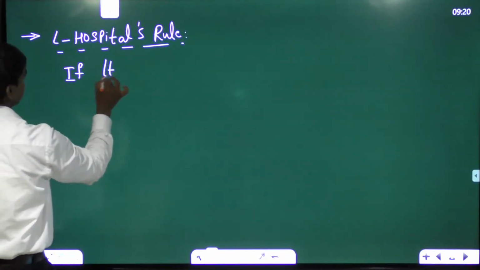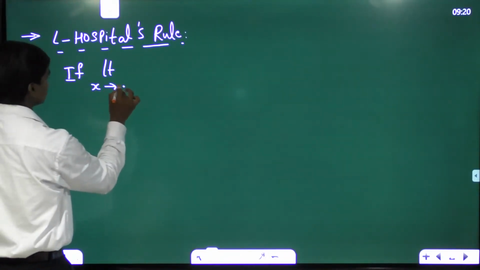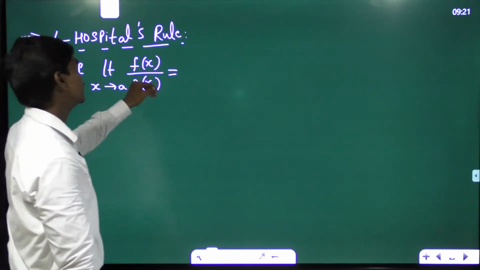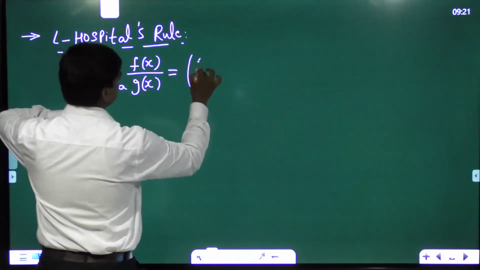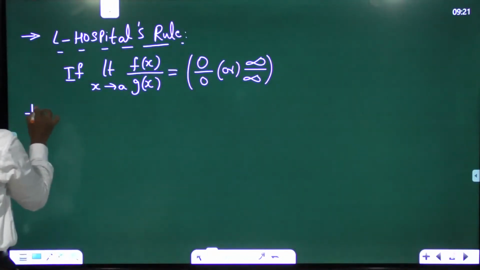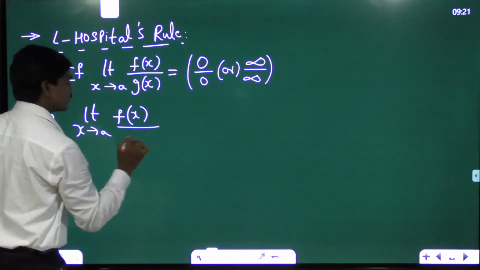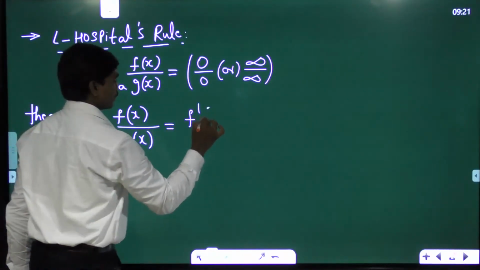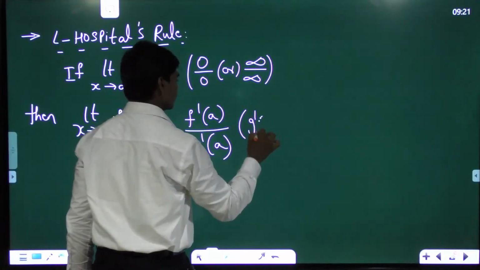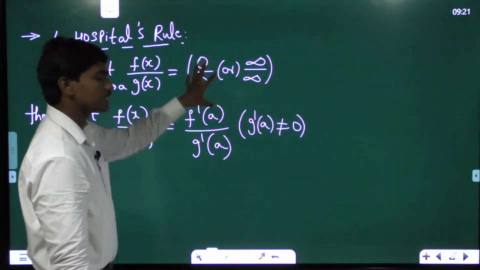if limit x tends to a, f of x by g of x, means basically when I'm substituting a here, if f of a by g of a is giving you either 0 by 0 or infinity by infinity, then limit x tends to a, f of x divided by g of x is the same as f dash of a divided by g dash of a, provided g dash of a is not equal to 0 and f dash of a is also not equal to 0. Again, you should not get this 0 by 0 form.